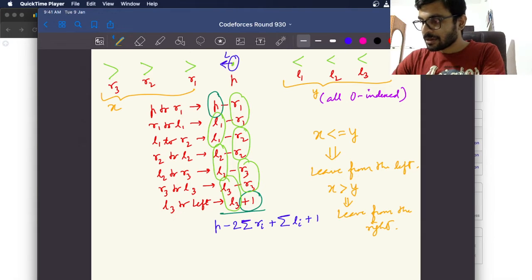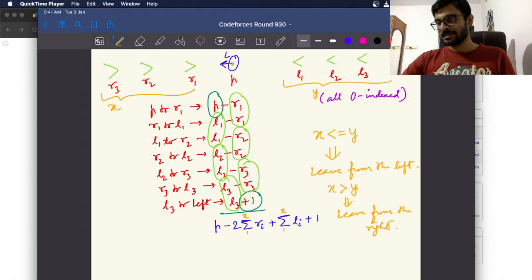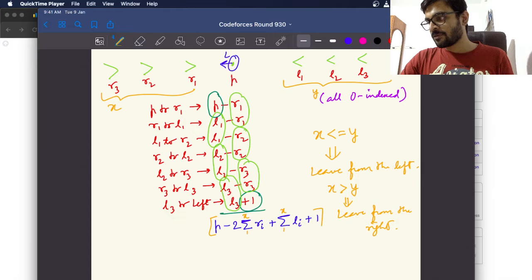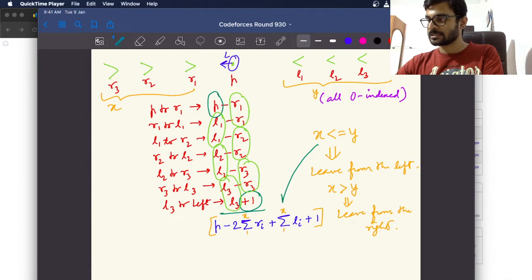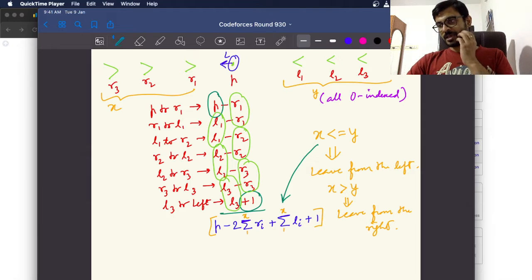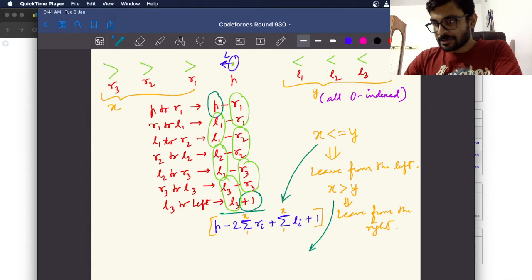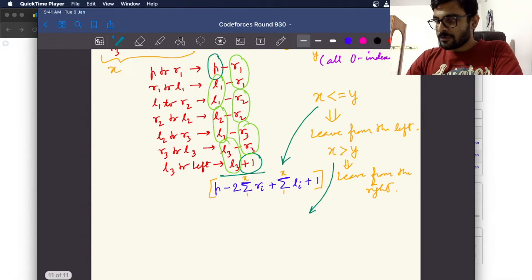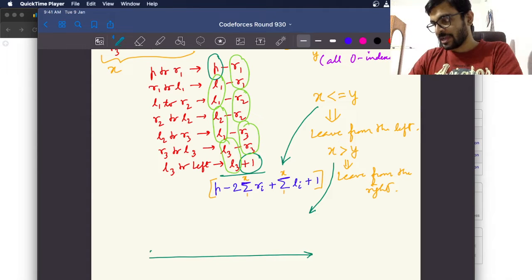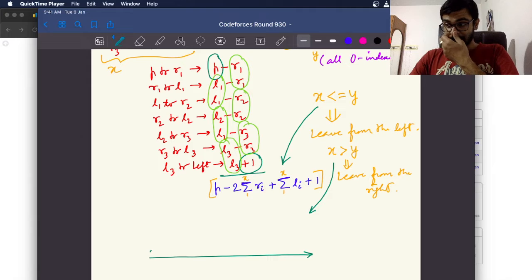So we can say, okay, from 1 to X, we have to add all the Ri's. From 1 to X, we have to add all the Li's. That is how we will get it for this particular case, where X is less than or equal to Y. For X greater than Y, it will be slightly different. Why? Because now from the left, the last rebound will push it to the right. So the only thing that matters is that last rebound.